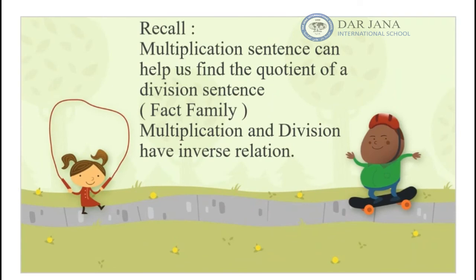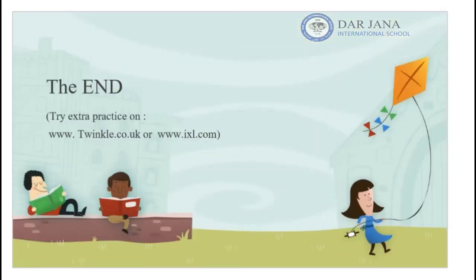Just keep in mind that a multiplication sentence can help us find the quotient of a division sentence, because I know from the fact family that division and multiplication are related to each other. Multiplication and division have an inverse relation. So from the fact family I can find the quotient in any division sentence. This is the end of our lesson.